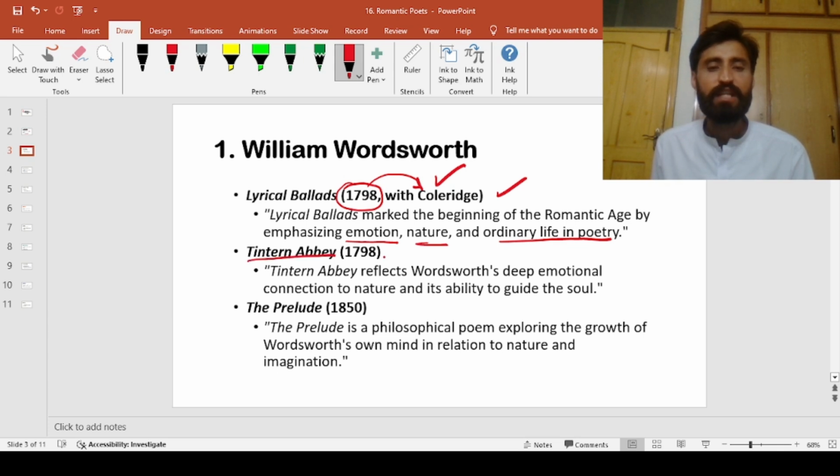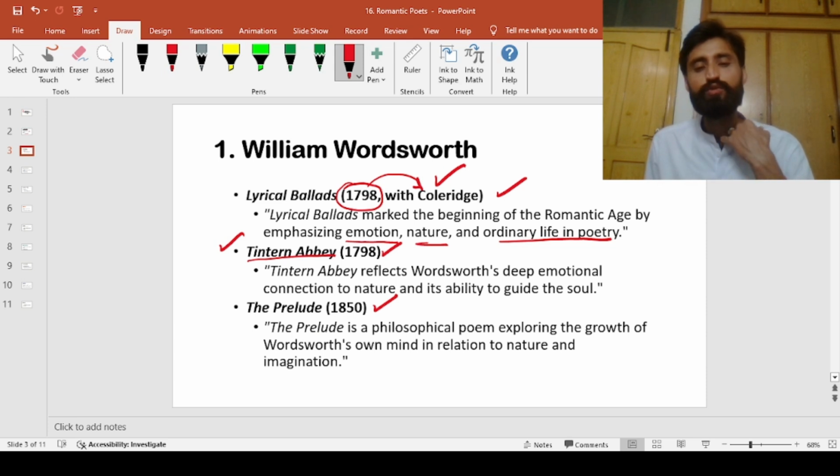Now, Tintern Abbey, written in 1798, it reflects Wordsworth's deep emotional connection to nature and its ability to guide the soul. So this is what we find in Tintern Abbey, written in 1798. The third one is the Prelude, written in 1850. The Prelude is a philosophical poem exploring the growth of Wordsworth's own mind in relation to nature and imagination. So these are the most prominent works of William Wordsworth. Now, there are a lot of other things as well to know about, like he has written sonnets, odes, different kinds of things, right? So that is all about William Wordsworth.